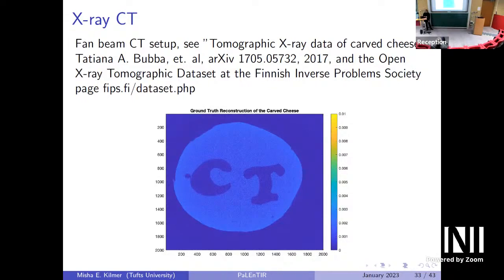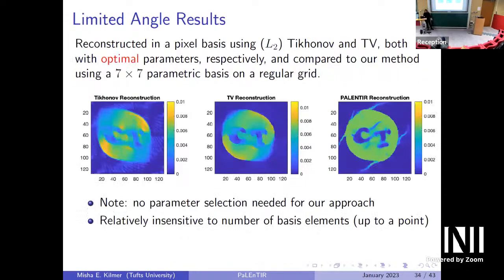Okay. So here is some X-ray CT data. Again, it's real data, and you can go get this data for yourself. This is from their original paper, what they put as the picture of the ground truth image for this phantom. So it's a big block of cheese, and they carved the letters C and T out of it. In the paper, we have multiple tests with this, but I'm showing the limited angle results here.